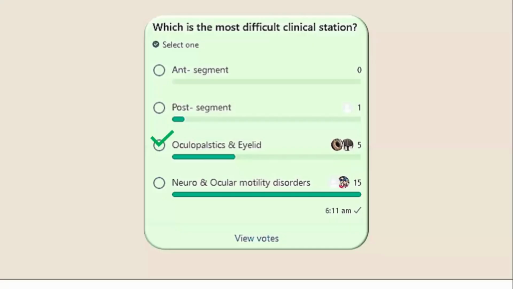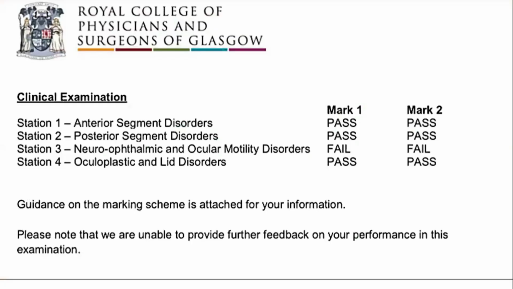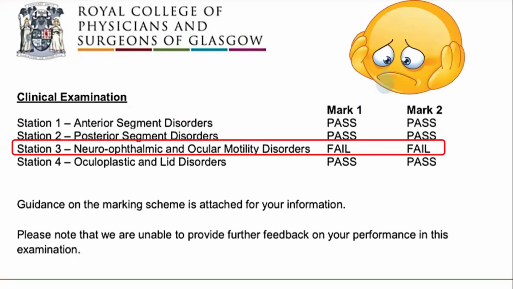According to a vote that was previously posted, on what is the most difficult station, the majority actually mentioned the neuro and oculomotor disorders. I started by addressing oculoplastics, which is much less overwhelming, and now we are starting with neuro again. And it's not uncommon to have an experience like this: the candidate got the pass mark in all stations except for the neuro. It's really sad. And you must exert some effort in order to pass it with much confidence and much ease.